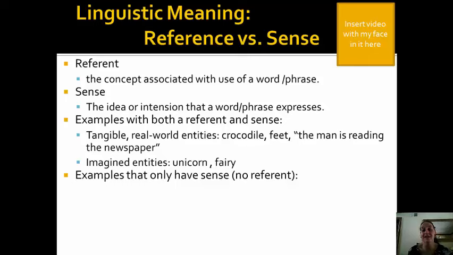Here are some examples that only have sense, no referent, right? So just remember that every single word in the world, in English and in any language, has sense. It has a meaning attached to it. Now, whether it has a referent, whether we all conjure up the same image, is very different. So in words such as abstract entities like love or hate or freedom or anger, those are words that we all conjure up something different in our mind. There's no specific image attached to that.